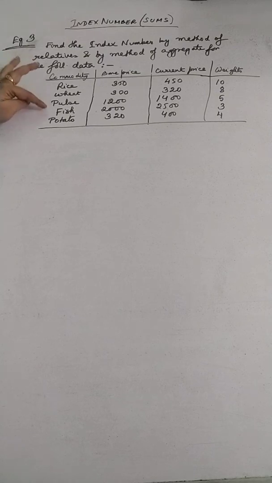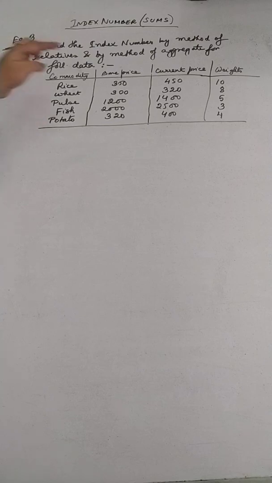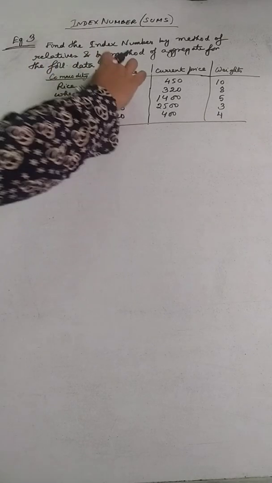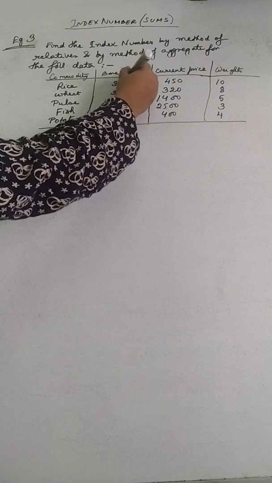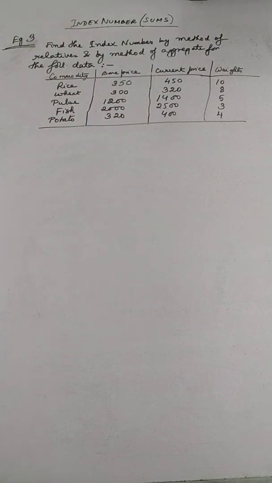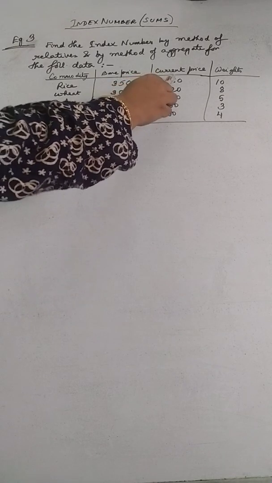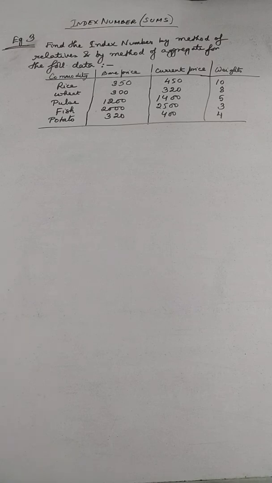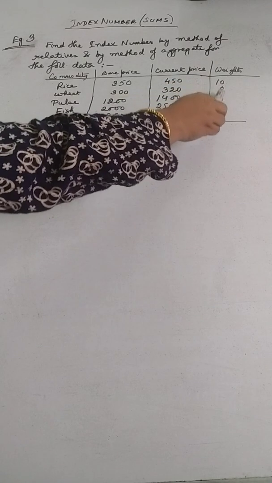Commodities are rice, wheat, pulse, fish. One more has been added to the previous question, that is potato. Okay. Base year prices have changed. It's 300. This one is 350, 300, 1200, 2000 and 320. Okay, this is the base price. Current year price 450, 320, 1400, 2500, 400. Here weights are given. Weights are 10, 8, 5, 3, 4.